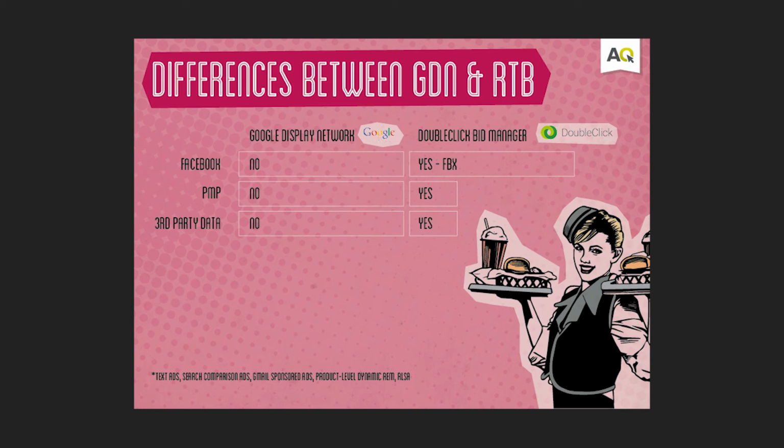In terms of PMP deals, private marketplace deals, you can't run any PMPs through the Google Display Network, but you can through Bid Manager. In terms of third-party data, Google Display Network has its own data, which is affinity and in-market segments, and that's all you can use. DoubleClick Bid Manager links in with various data providers.